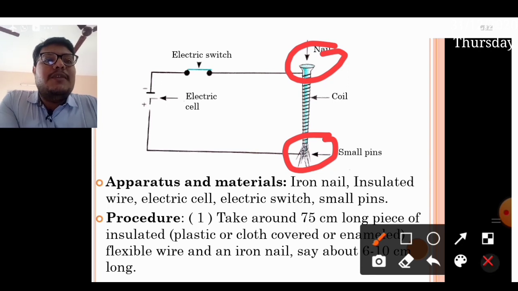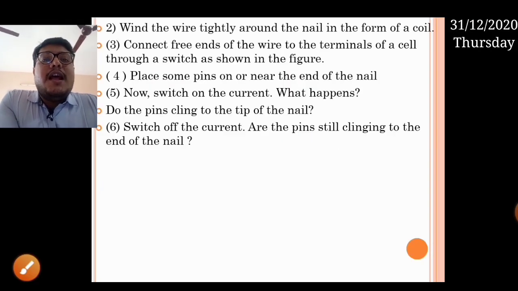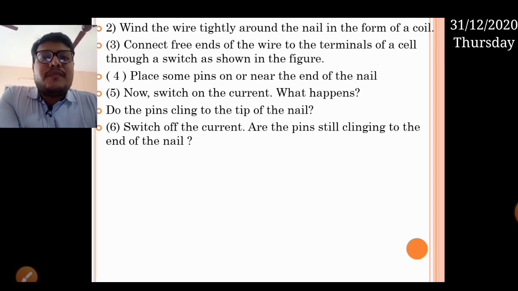Keep the pins on both sides. Now what will happen? Switch on the current, and that current will flow inside the wire. Do the pins cling to the tip of the nail? They get attracted. Cling means it will attract slightly and move from its position, right?